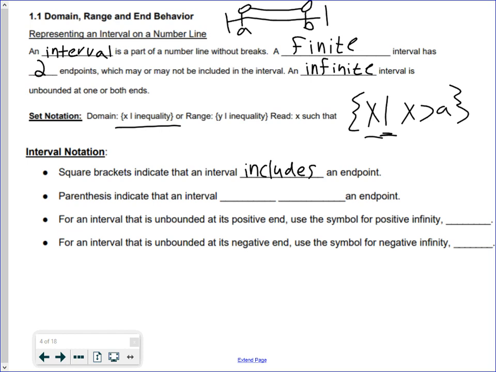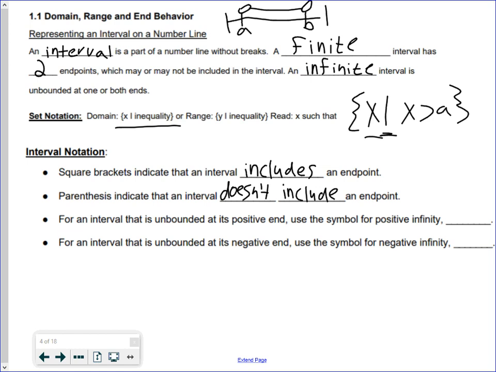So square brackets indicate that an interval includes an endpoint, and parentheses indicate that an interval doesn't include an endpoint. So when we write interval notation, we do it with the endpoints. If an endpoint has a square bracket, that endpoint is part of the interval. If it has a parenthesis, it's not going to be part of the interval. And we'll see what that looks like in a bit.